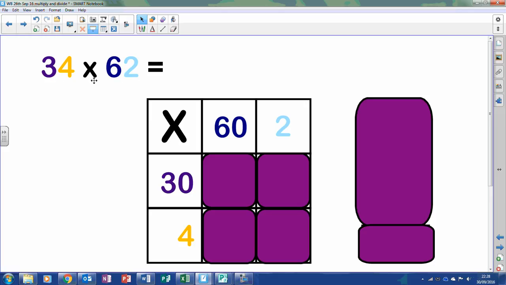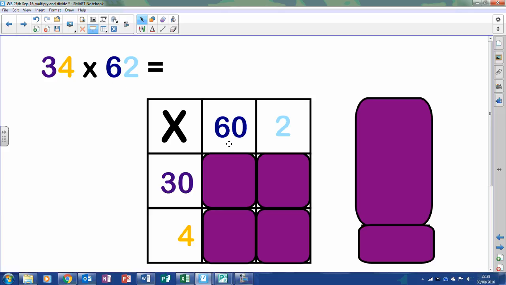Now I've color coded my numbers here just to make it really obvious. So the first thing we're going to do is 34. I've got 4 units, so that yellow 4 is down here. And I've got 3 tens, 30 going in there. Same thing with 62. I've got 2 units going over here, and 6 tens making 60 in here.